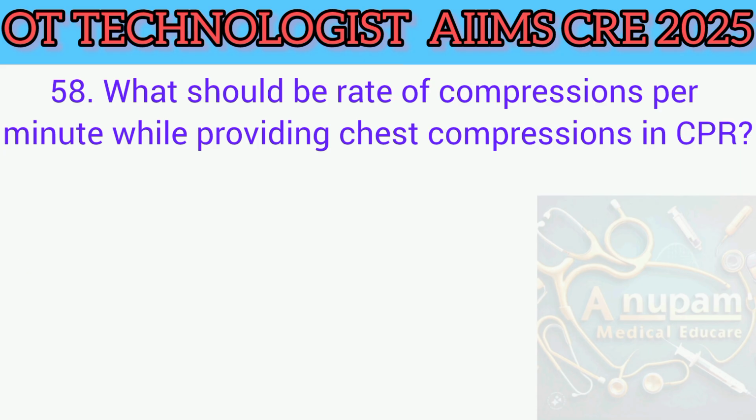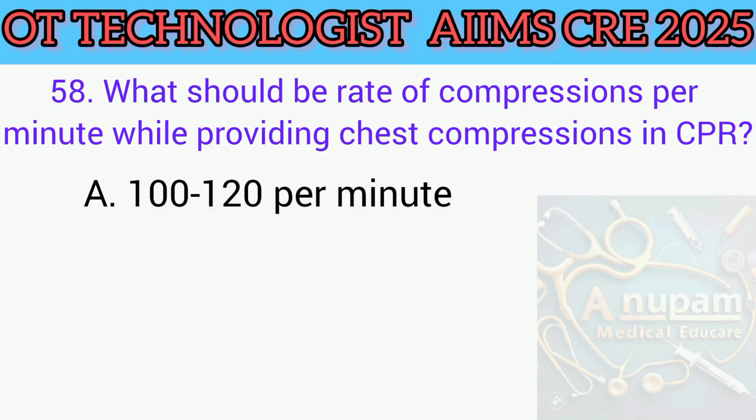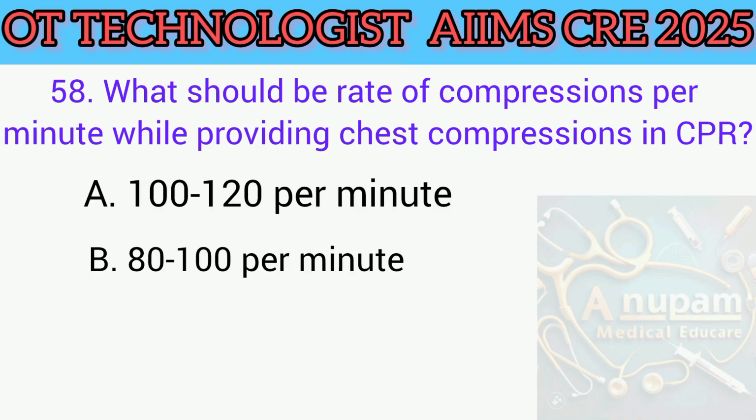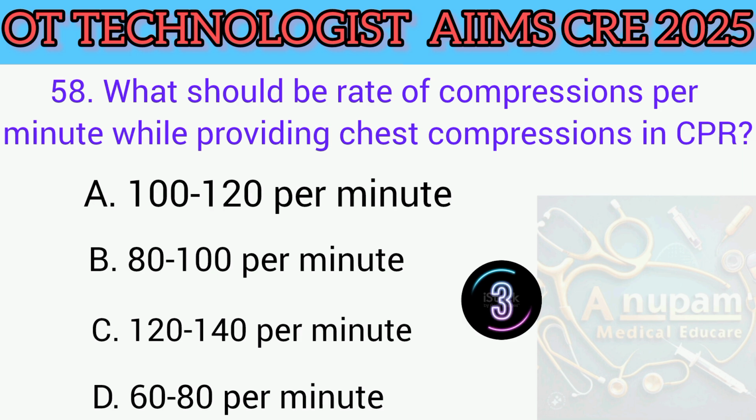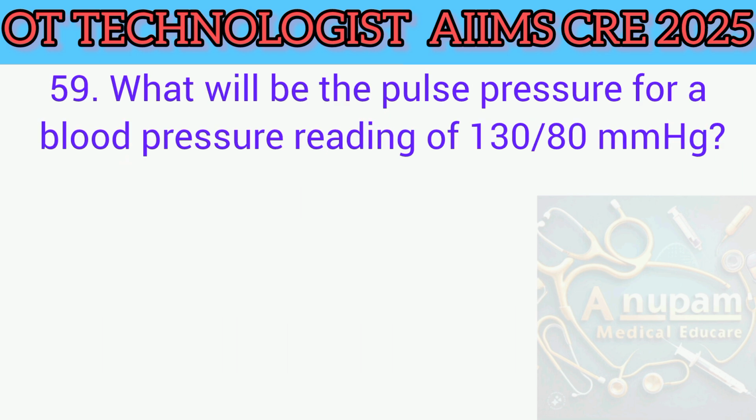Number 58. What should be rate of compressions per minute while providing chest compressions in CPR? Option A. 100 to 120 per minute. B. 80 to 100 per minute. C. 120 to 140 per minute. D. 60 to 80 per minute. Right option, A.